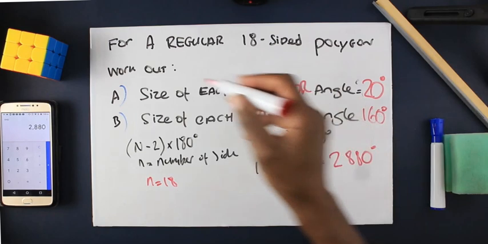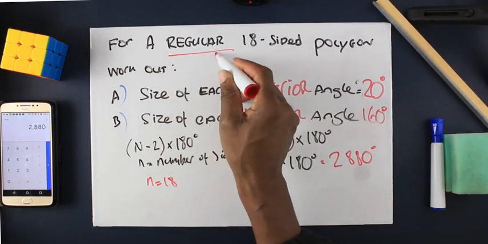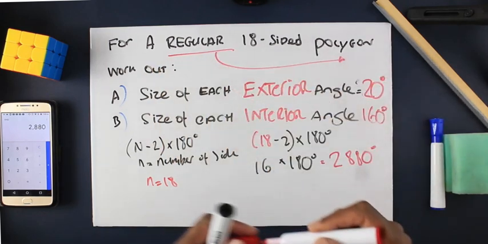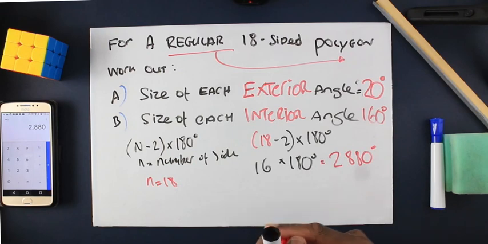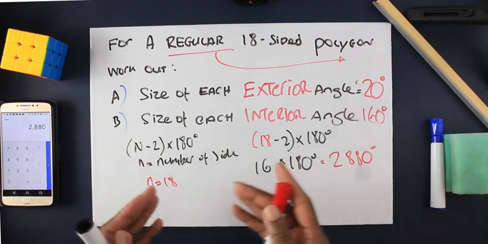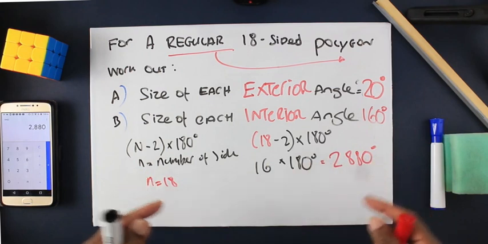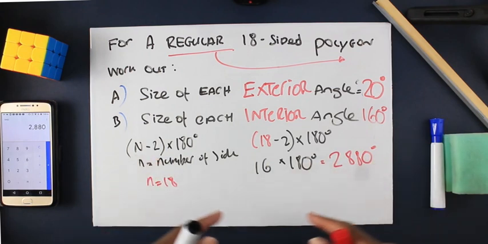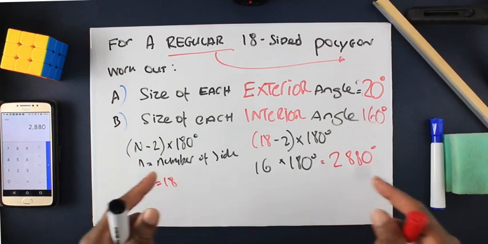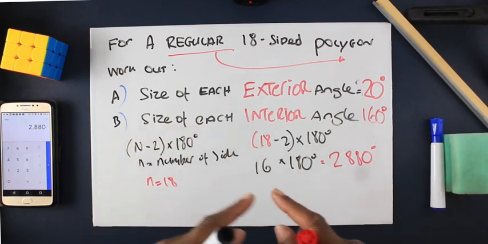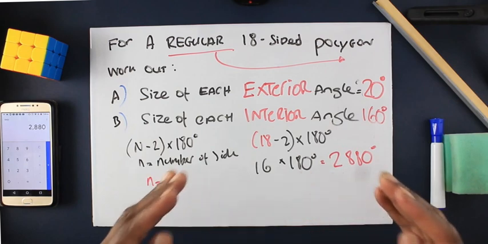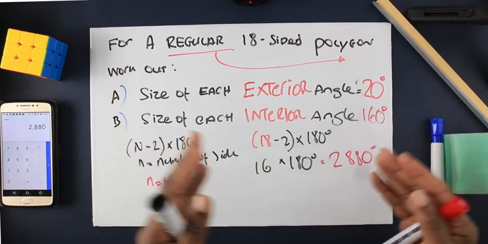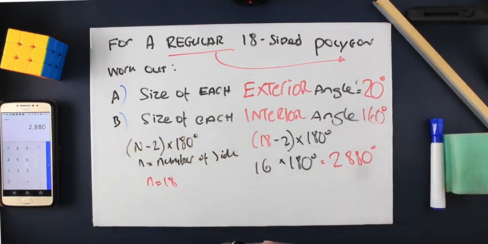But we know this is a regular polygon. It's a regular polygon with 18 sides. What do we know about a regular polygon? All the angles within a regular polygon are exactly the same, because all the sides of the polygon are exactly the same. That means the same length. That means that all the angles inside the polygon are the same.